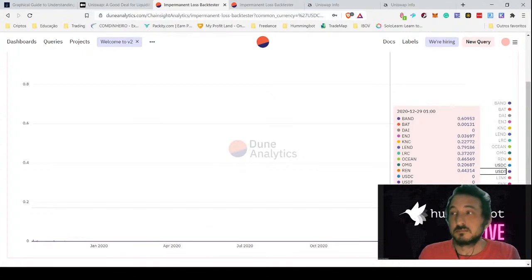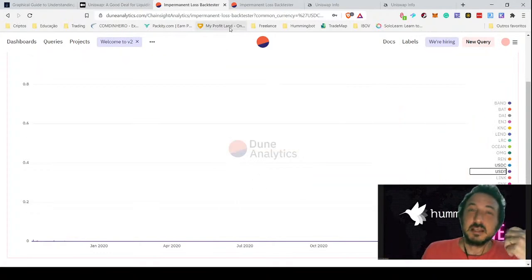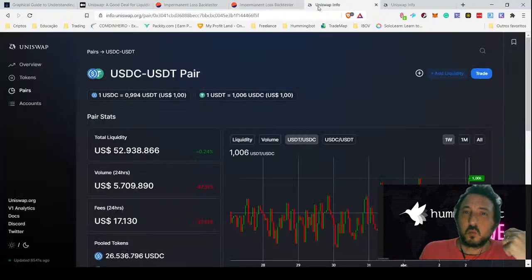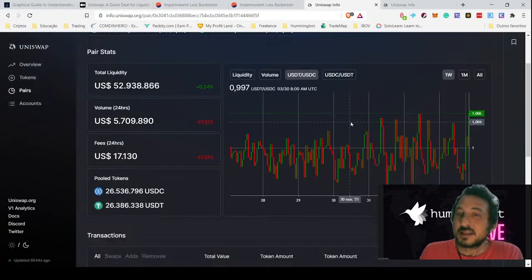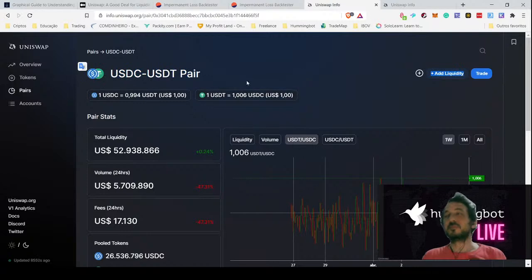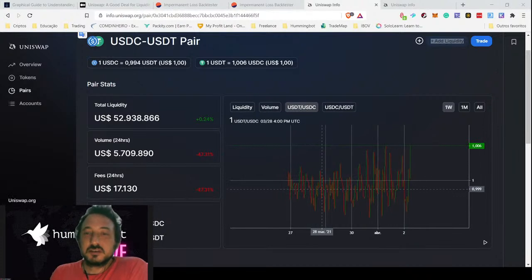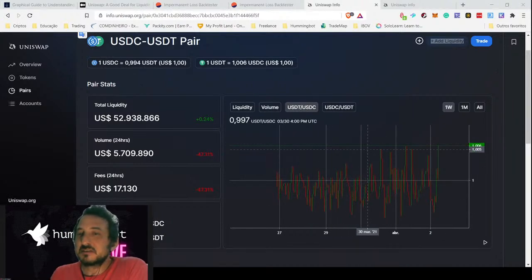Why? Because they're pretty much the same value. What happens is that the total value inside the pool doesn't change, so it doesn't have this loss, right? What's interesting is why that happens, because as you can see on the price range inside, for example, the USDC USDT pair, the price change happens in a really small range, right?